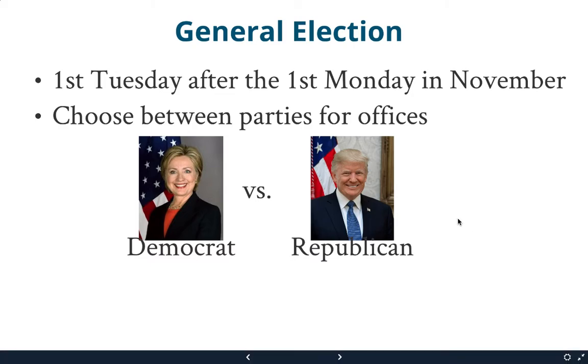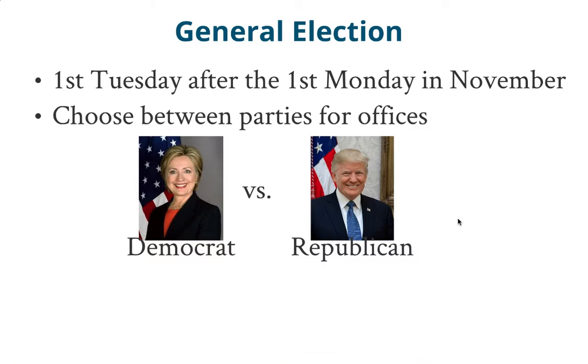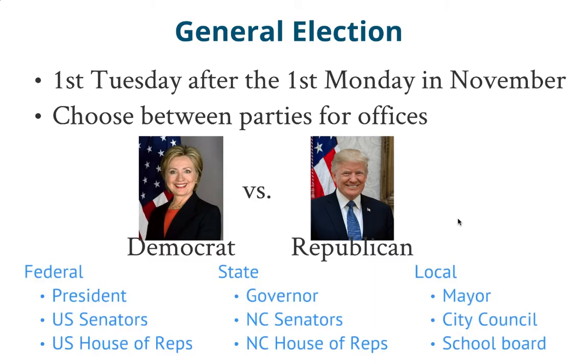So the general election occurs on the first Tuesday after the first Monday in November. Don't ask me why first Tuesday after first Monday. That's a long explanation. Just understand first Tuesday after first Monday. And so then you choose between the parties. So you vote for the Democrat or the Republican. You can vote for the third party, but a third party has never actually won the presidency. But you also vote for senators, representatives. You vote for state office and local offices.